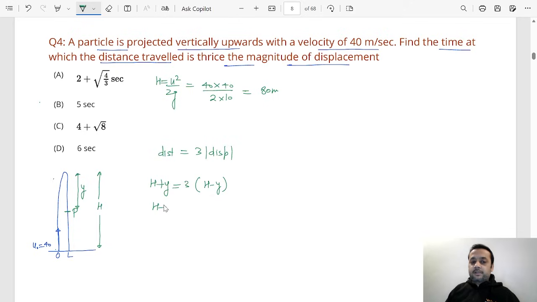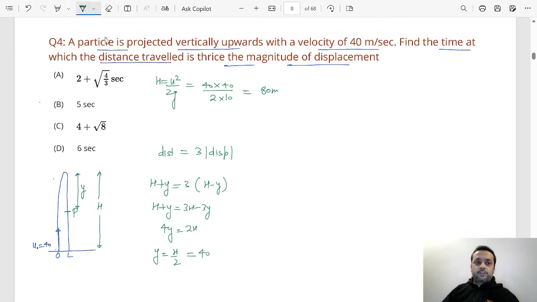So from here, what do you understand? This will become 3h minus 3y. Okay, so that means 4y is equal to 2h. So y becomes h by 2. That means the particle must have descended by 40 meters.